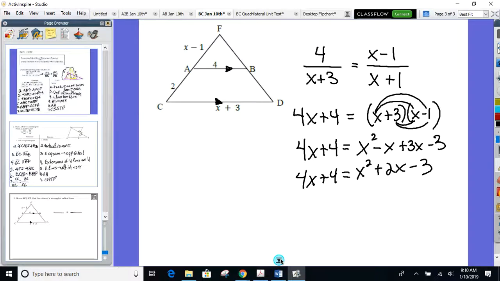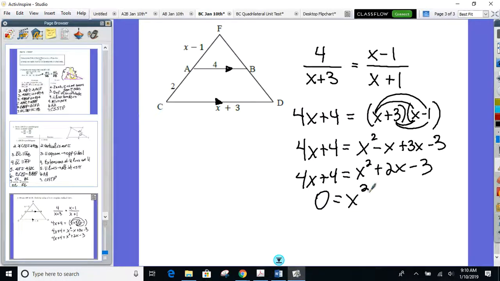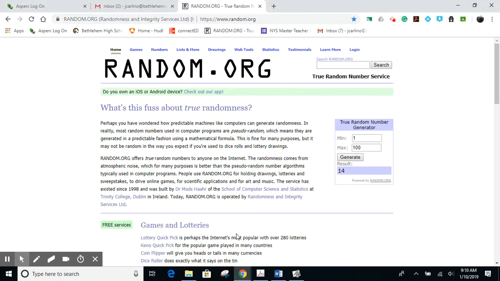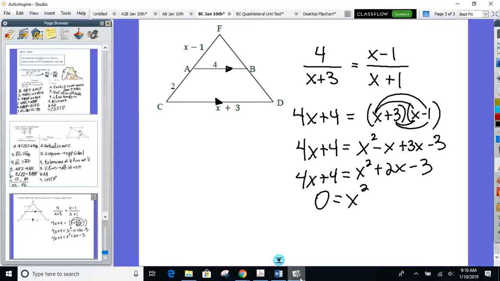All right, so let's bring 4x minus 4 over. X squared. I'm moving 4x and 4 over. What do I end up with? Minus what? Yep. Okay, everyone ready?